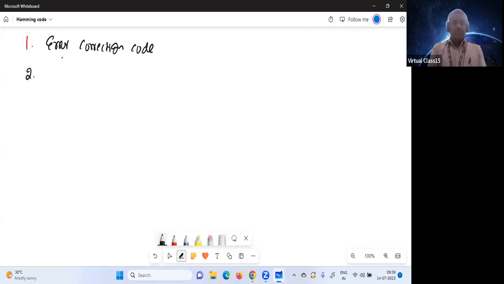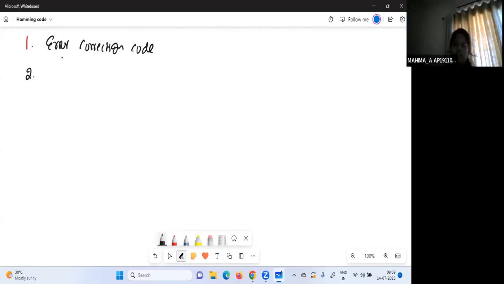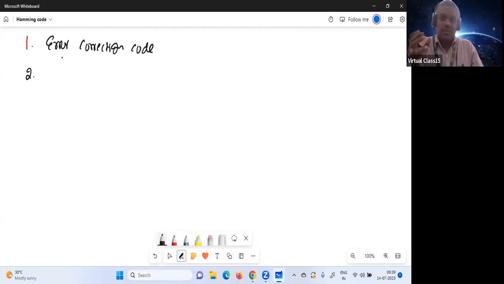Second point. Now in CRC, how many redundant bits are added? Can you recall? How many redundant bits will be added in the context of CRC? Based on the degree. Yes, so based on the degree of the generator polynomial, right? Same scenario here. Here also the number of redundant bits to be added is determined. There is a formula here. So try to remember this formula.